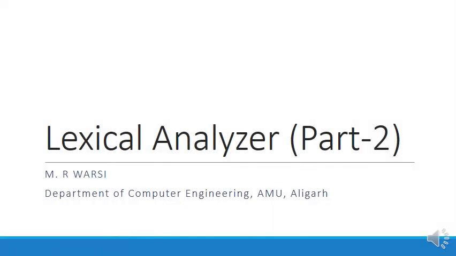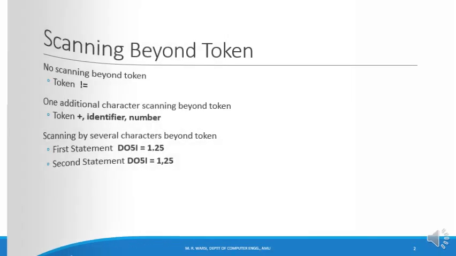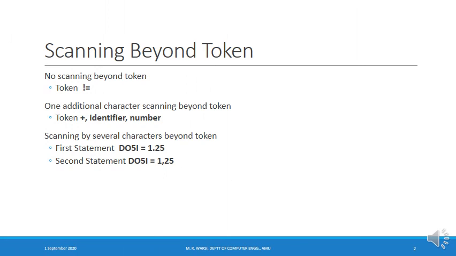This is the second lecture on lexical analyzer. I am sure that you must have gone through the first lecture on lexical analyzer. So let us continue with the second part of lexical analyzer. When the lexical analyzer scans the source program for recognition of a token, it may have to scan one character or more characters beyond the token in order to recognize it.